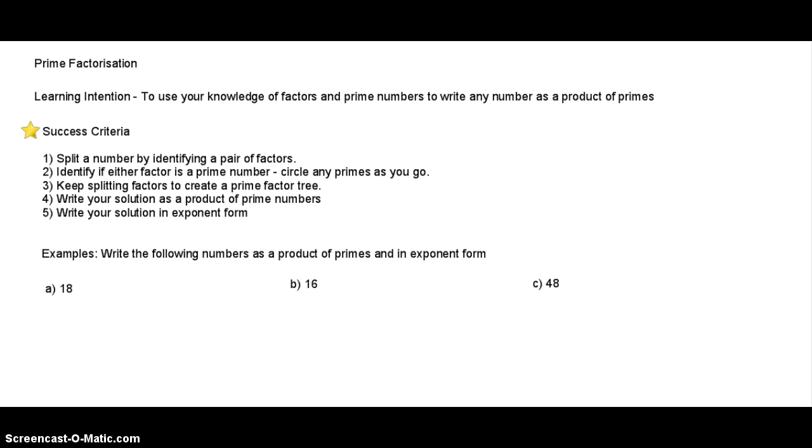And we are going to have really solid knowledge on factors and prime numbers in order to be able to do this process well. I have 3 examples here. We're going to start off looking at 18, then 16, and then we'll try 48 as well, which is a little bit larger number, just to show you how you could approach this type of problem. To begin with, let's do 18.